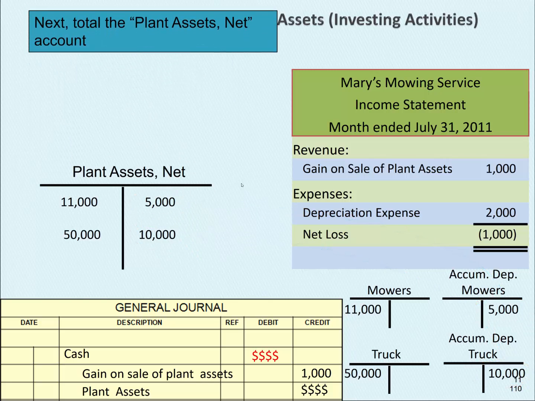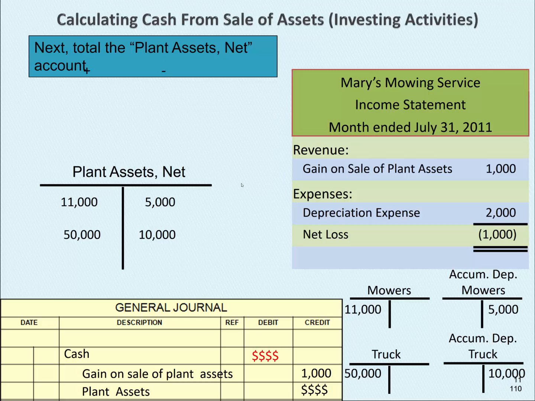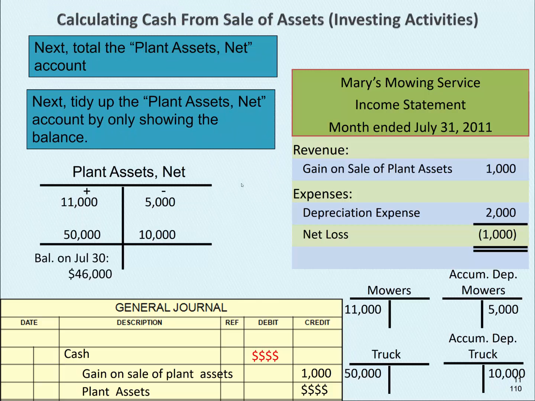So now we need a total. Don't forget our pluses and minuses. So what's our new total? 61 minus 15. We've got a balance at the end of July of $46,000. This is a typo. It should be July 31st. And we know it's the end of July because that's what our income statement says. So now this is kind of a busy T account, so we're going to tidy it up by only showing the balance.